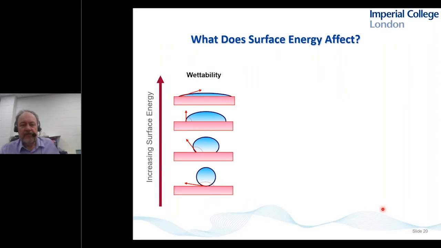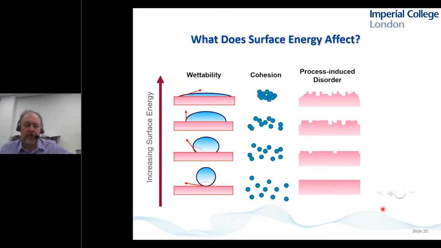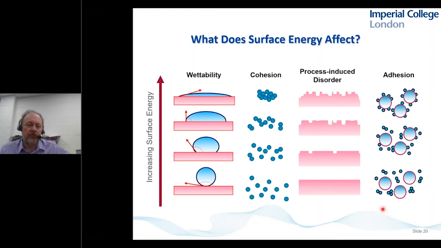I think you've seen this before. I won't go through it again, but what this simply describes is how you change the surface energy, wettability, powder cohesion, process disorder, and adhesion between particles. So just a cartoon that you saw earlier today from Dan.